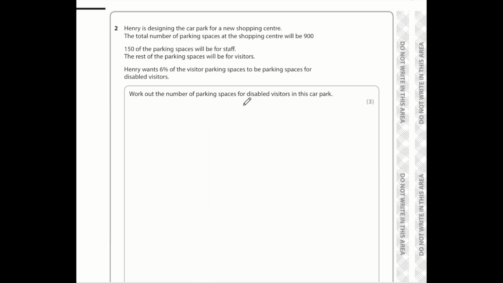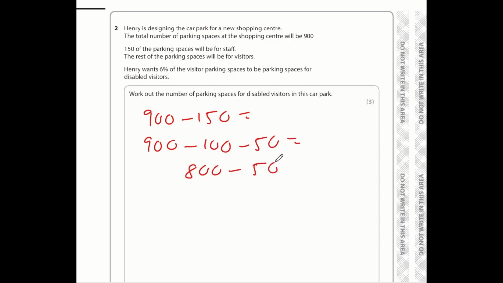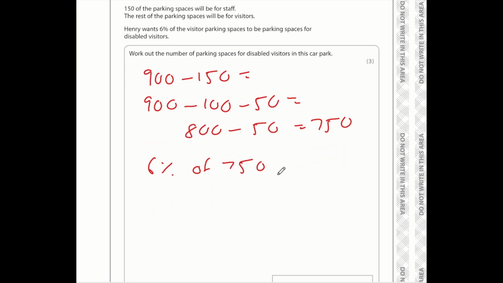Okay, so the first thing we need to do is take away the 150 from the 900, to see how many visitor spaces we are going to get. You could use a column, but 150: I take away 100, then take away 50. 900 take away 100 is 800, and then if I take away 50, that is 750. So I want to work out 6% of 750. Oh no, I don't need to subtract, I just need to simply work out 6% of 750.